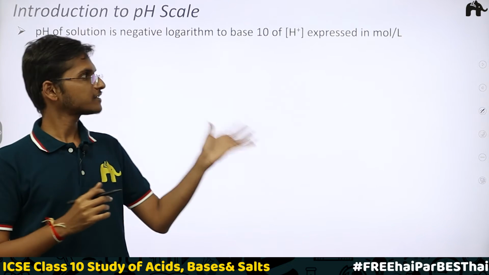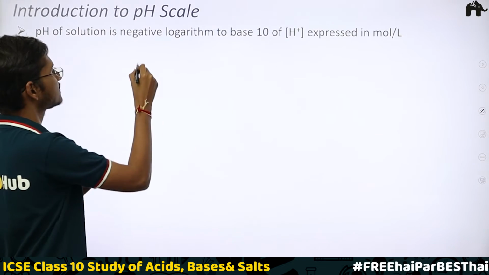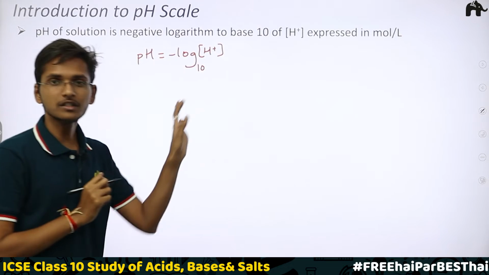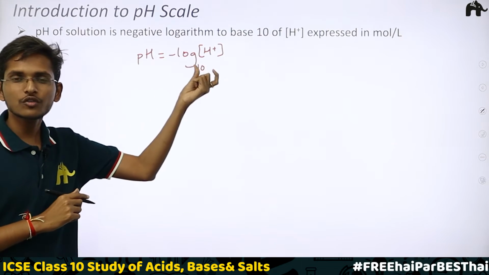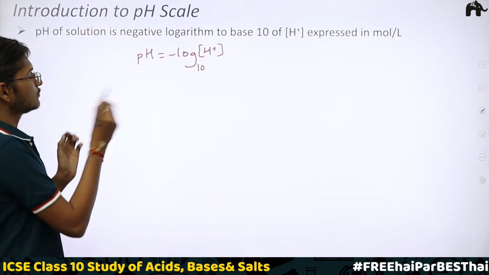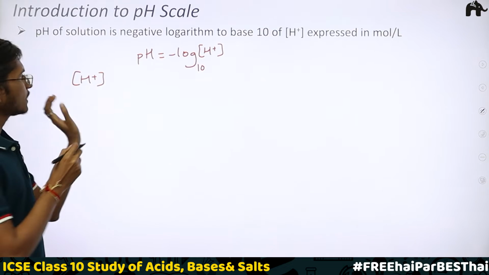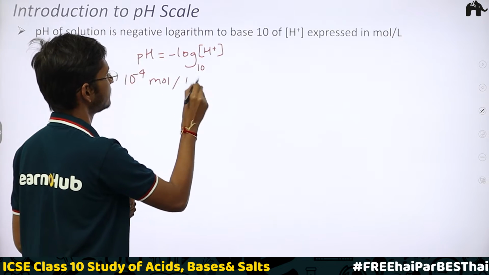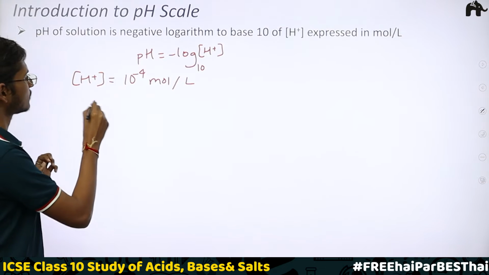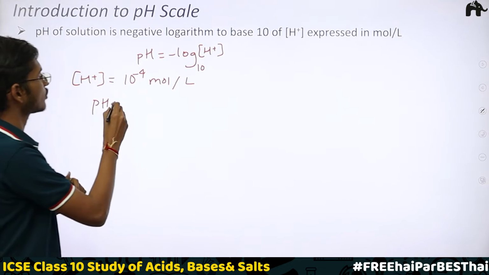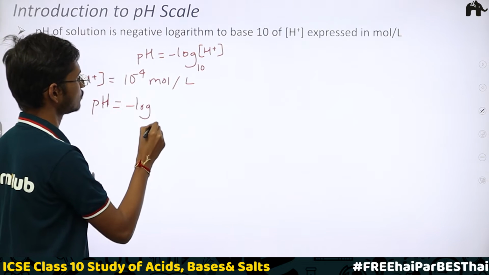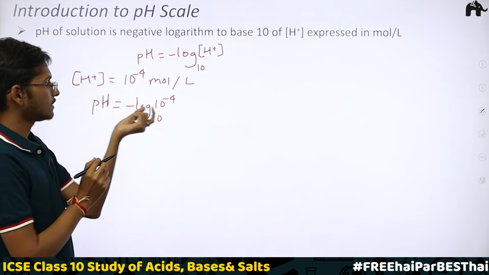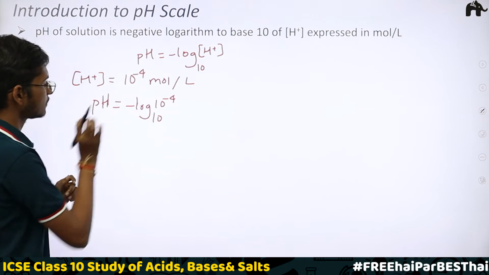So, a very simple thing about the pH scale. Now let's see the application of the formula which we have seen. pH is equal to negative log to the base 10 of the H plus ion concentration, which is expressed in moles per liter. So if I have the H plus ion concentration, I can tell the pH of the solution. Suppose the H plus ion concentration is 10 raised to minus 4 moles per liter. Find the pH of the solution. We simply put the hydrogen ion concentration in this formula: pH is equal to minus log to base 10 of 10 raised to minus 4.